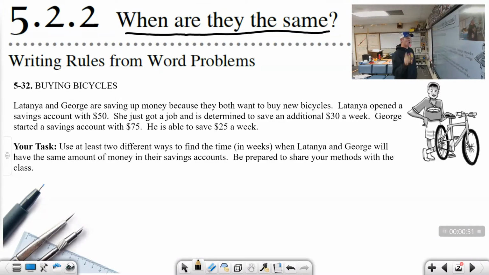LaTanya opened a savings account with $50. Starting amount, $50. She just got a job and is determined to save an additional $30 a week. How much money per week? $30. So if I know the starting amount is 50, the amount per week is 30, I need to write my rule, y equals, which number is the growth? The growth is 30x plus my beginning number. What's my beginning number?